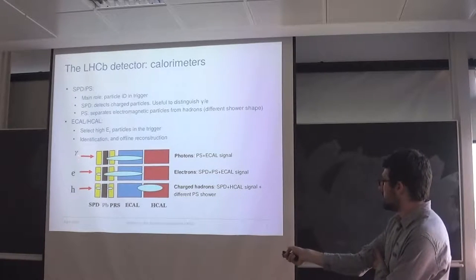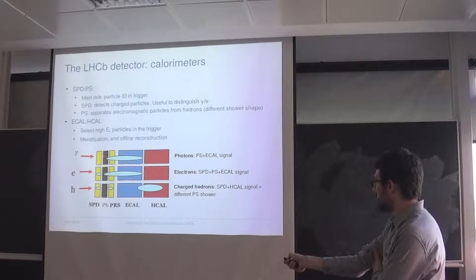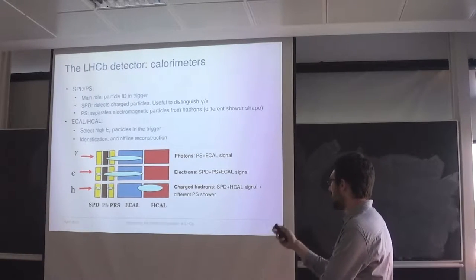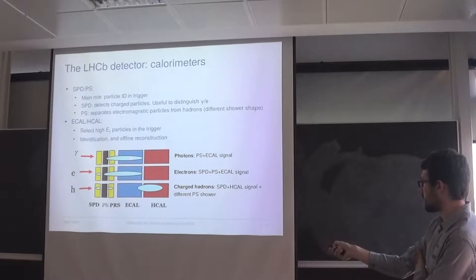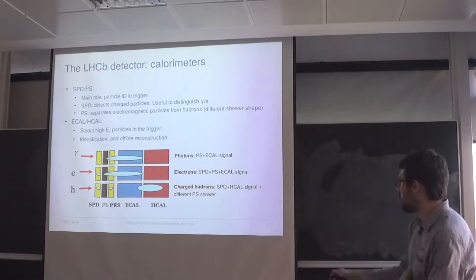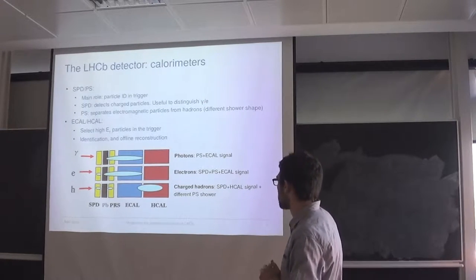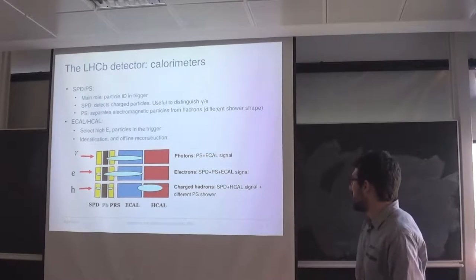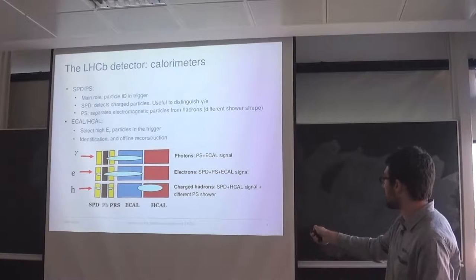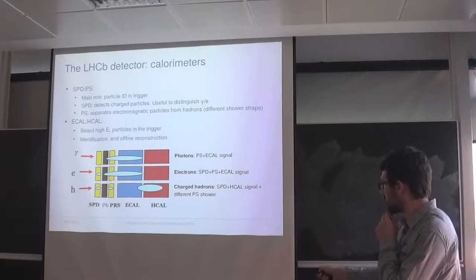For instance, the photons have no signal here at the SPD, but the electrons and the hadrons do. So the photon gets converted at the lead plate, and has its signature in the PRS and the ECAL. So the SPD is useful to distinguish between photons and electrons. And the PRS is useful to separate electromagnetic particles from hadrons. You can see here that the signature in the PRS is different for these two.